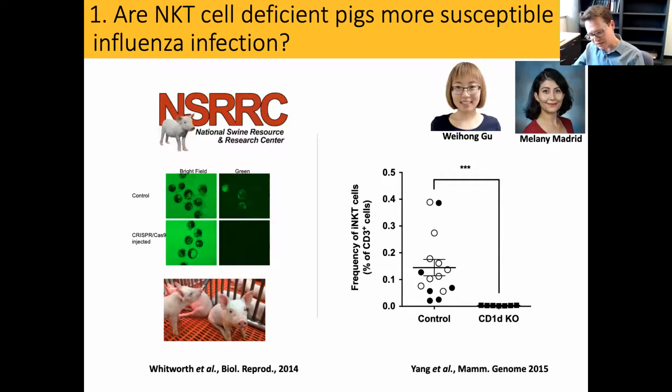So, to the first question, to test the contribution of pig NKT cells to influenza immunity: when I started off as an assistant professor at University of Florida a few years back, I applied to the National Swine Research and Resource Center here at University of Missouri to create me a CD1D knockout pig. I was really delighted when they accepted my application, and they generated seven founders with distinct CD1D disruptions, and none of those pigs had NKT cells. So they must know what they're doing over here.